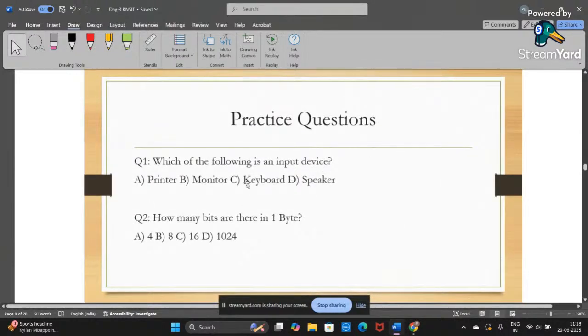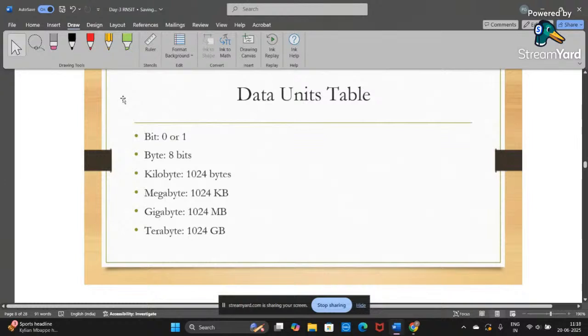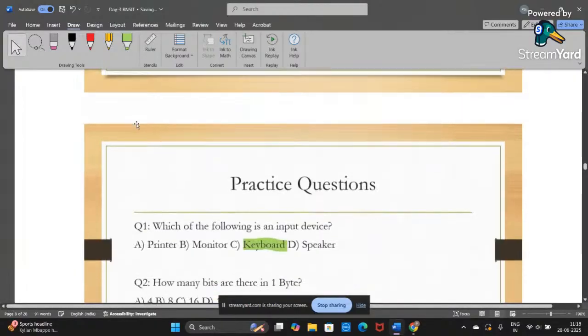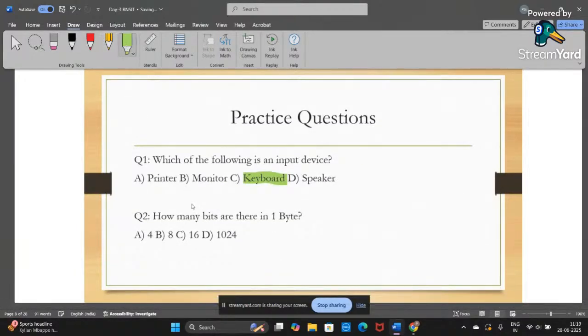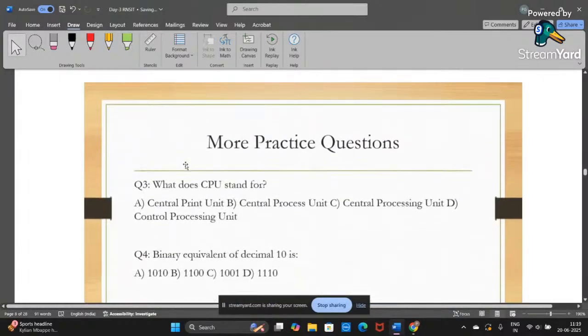We'll answer the first question. So, which is the input device here? Keyboard, yes. Keyboard is the right answer for this. Then, how many bits are there in 1 byte? It's here itself. In 1 byte, we have 8 bits. What does CPU stand for?